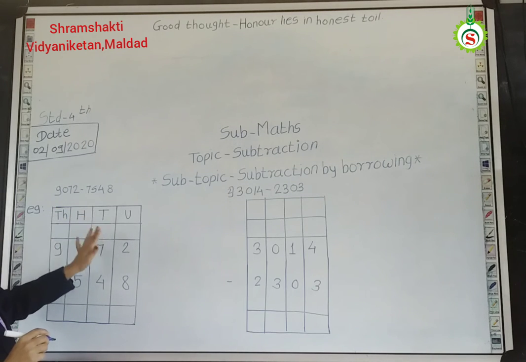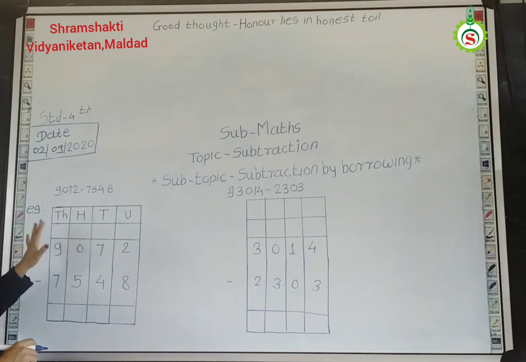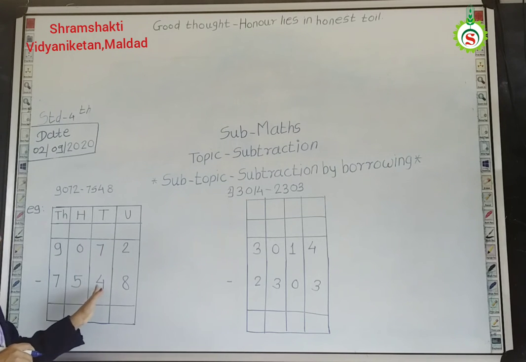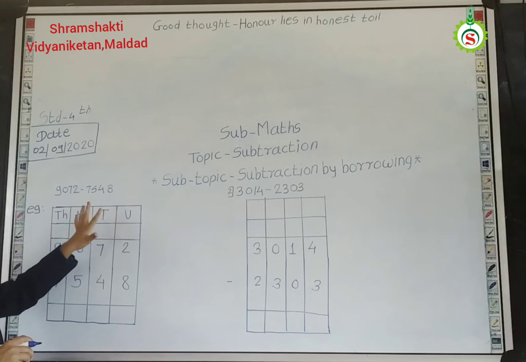At the units place here 2 and 8. Tens place 7 and 4. Hundreds place 0 and 5. And thousands place 9 and 7. We have to subtract these numbers, the lower numbers, from these upper numbers. So, first solve the units place.